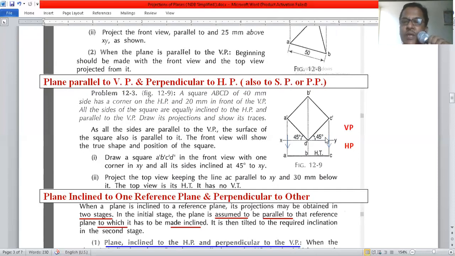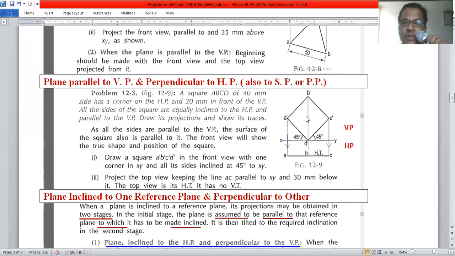So the angle with HP you can see in the VP. So while drawing the true shape in the VP, you have to take care of that. One corner is on the HP, that is D dash. Draw this line 45, 45. Similarly, this is indirectly coming as 40. If I extend this line here like this, this angle is coming as 45. If I extend this line, this angle is coming as 45. So all four sides are equally inclined to HP, and that you can see in the VP here.